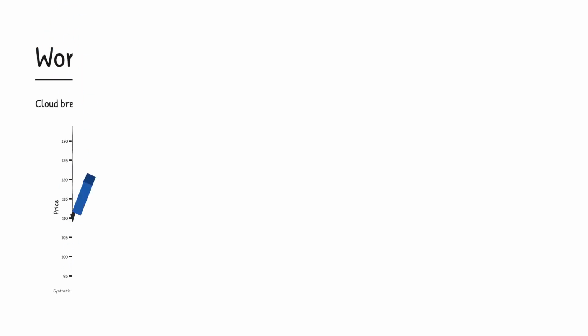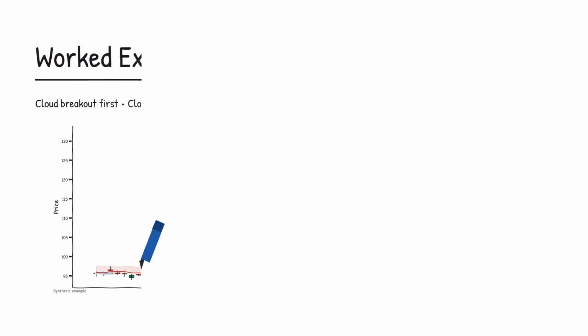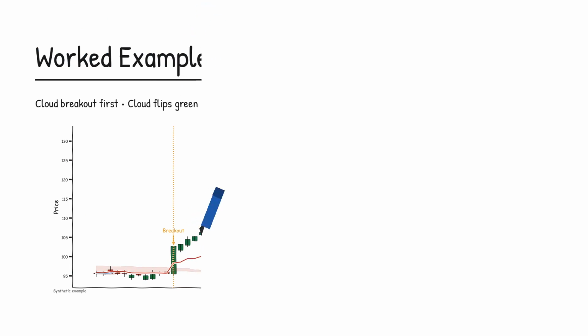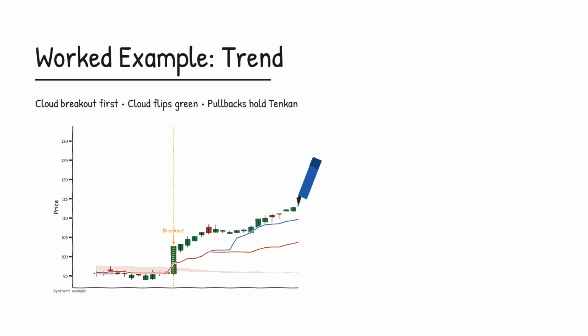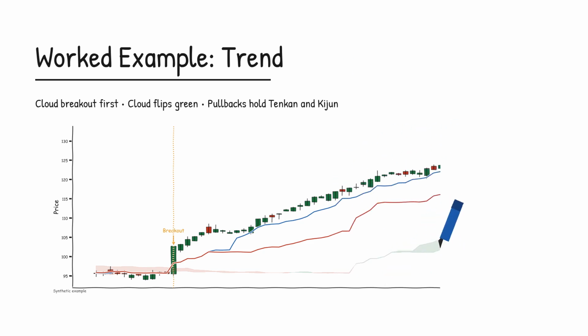Here is a synthetic uptrend. Watch the sequence. First, price pierces the cloud from below. Then the cloud ahead flips from red to green, signaling forward equilibrium has turned bullish. Tenkan crosses above Kijun. Chikou breaks free of old candles. Each pullback finds support exactly at Tenkan, then at Kijun, and the cloud never gets tested. This staircase behavior is the Ichimoku trader's bread and butter.